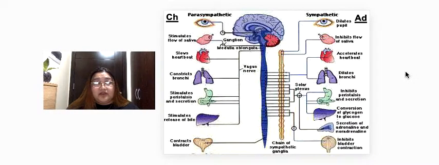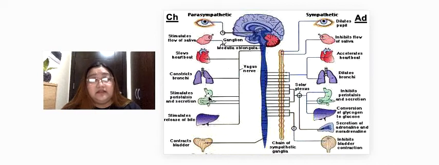Next organ that we see there is your heart. The parasympathetic slows the heartbeat. Sympathetic increases heartbeat, because during times of stress, basically, our body needs more oxygen. So, kailangang tumibok ng puso ng mas mabilis to pump more blood needed by our body cells during times of stress. Okay? Next organ that we see there is the lungs. Parasympathetic, it constricts the bronchioles. Sympathetic, it dilates the bronchioles.